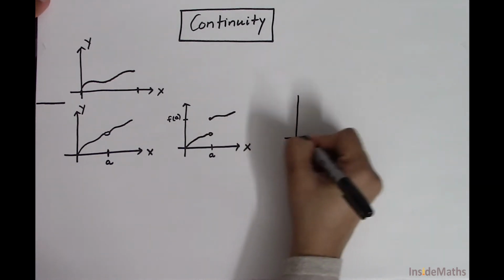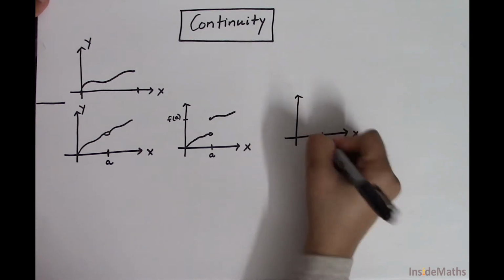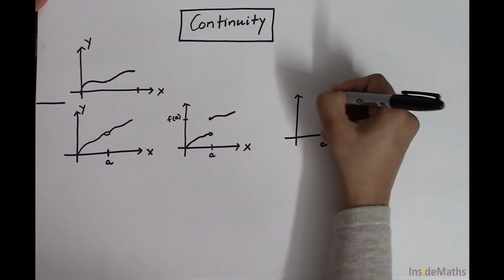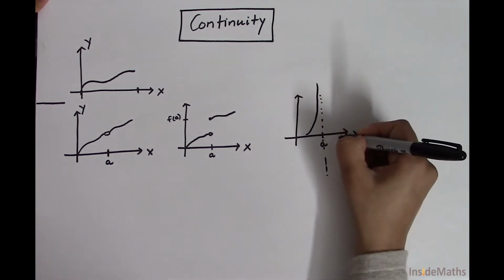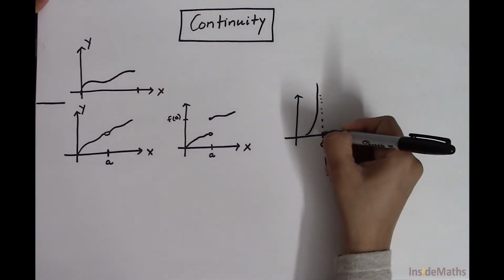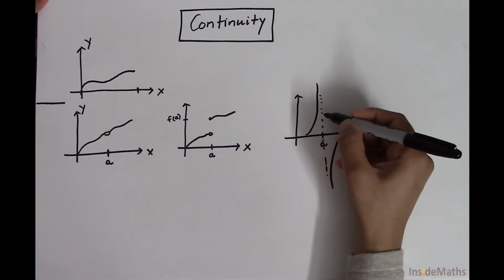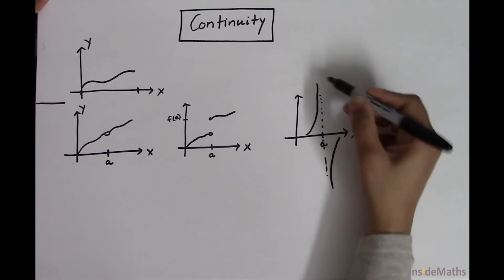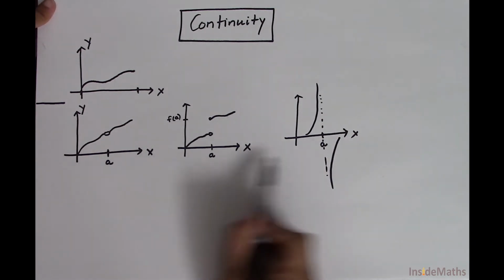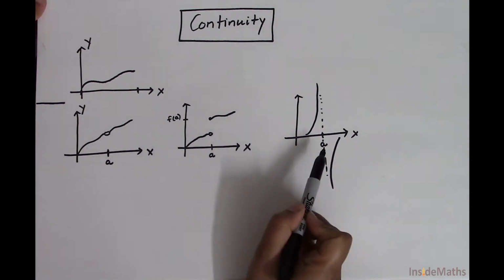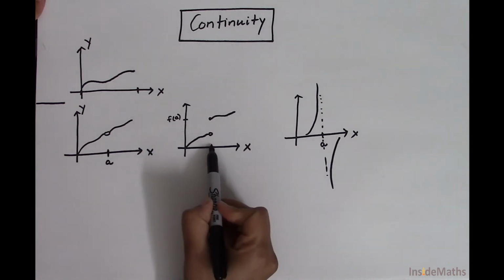Or the curve can look like this, where at this point the function is again not defined. So this is a break in the curve. So all these are examples of functions which are not continuous at the point A.